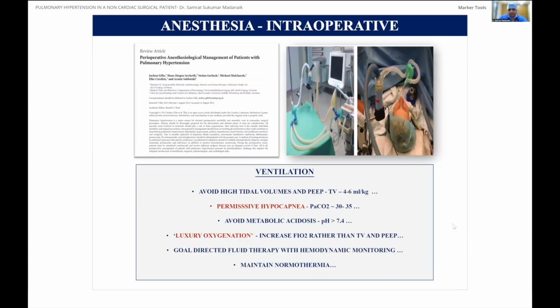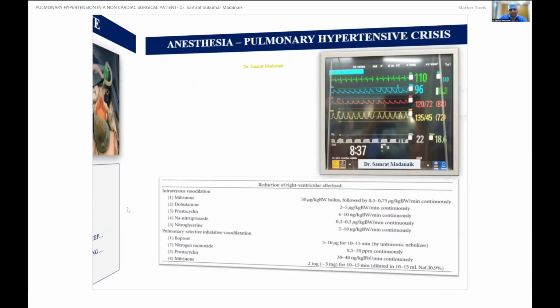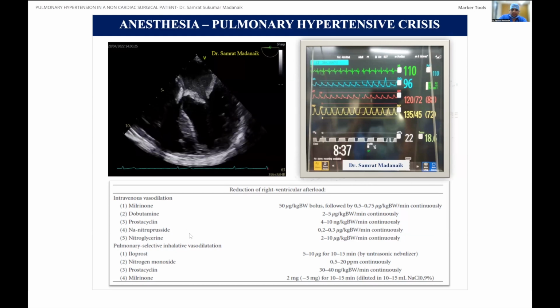Regarding the ventilatory strategies of these patients, we should avoid high tidal volumes and PEEP. The tidal volume usually should be between 4 to 6 ml per kg. Permissive hypocapnia can be allowed in these patients. The target PaCO2 levels are between 30 to 35. Metabolic acidosis has to be avoided. The pH preferably should be kept above 7.4. And there is a concept called luxury oxygenation, that is, you should increase the FiO2 rather than increasing the tidal volume and PEEP in these cases. Goal-directed fluid therapy with hemodynamic monitoring and maintenance of normothermia in the intraoperative period is essential in these patients. There are also different inotropic agents which you can use in the perioperative phase if required.